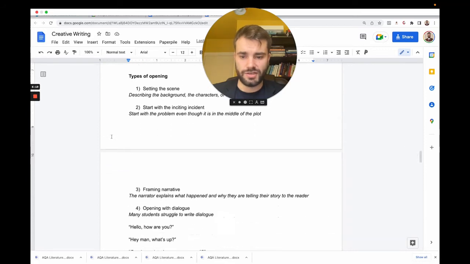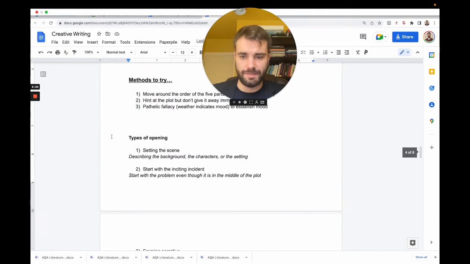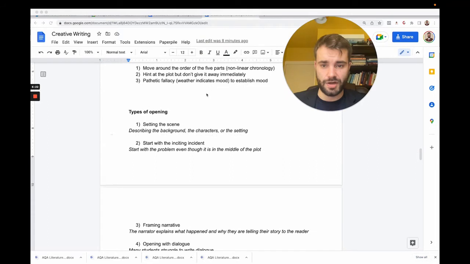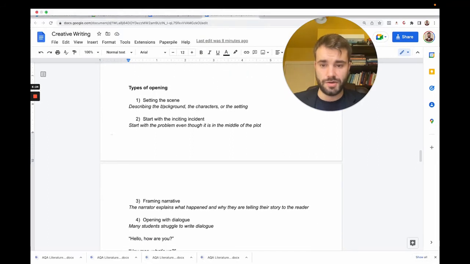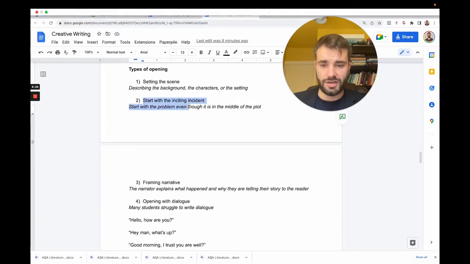Okay, so a few more things you can do just to make your story more interesting at the beginning. I'm not going to mention every single one, but you could actually start with the inciting incident and then go back to the background later. So you don't have to always do it in that order. You can mix up the order to make the structure more interesting.